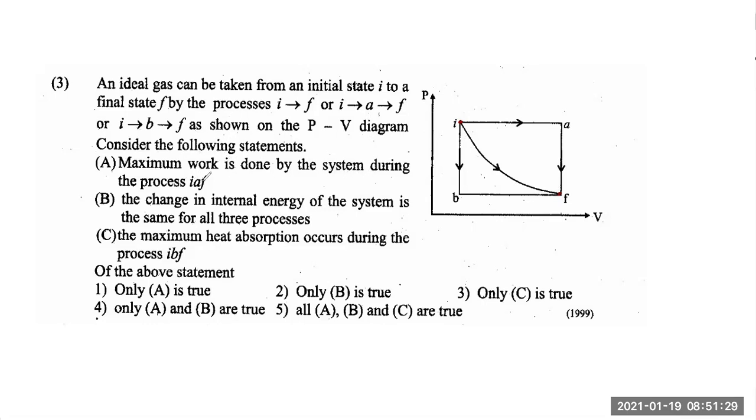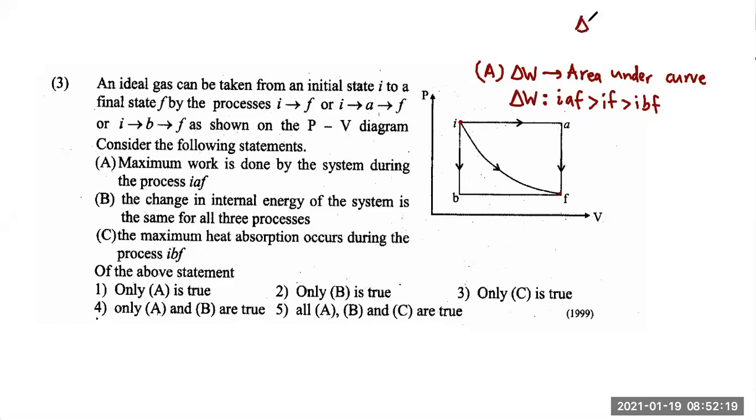Maximum work is done by the system during the process IAF. We're talking about statement A, work done, delta W. Delta W will be compared using the area under the curve for each process. What process will have the highest work done? Obviously IAF will have the highest work done, because for IAF you have to find the area under the IA line. After that we will have the IF process, because you take the area under the IF line. And finally the IBF process, it's just the area under BF. That's all, because during IB and AF, no work is done. Delta W is zero for processes A to F and I to B. So is it correct? Yes, maximum work is done during IAF. That we can take as correct.